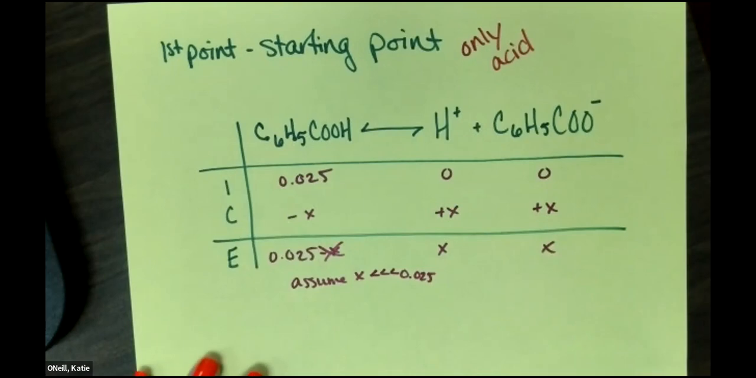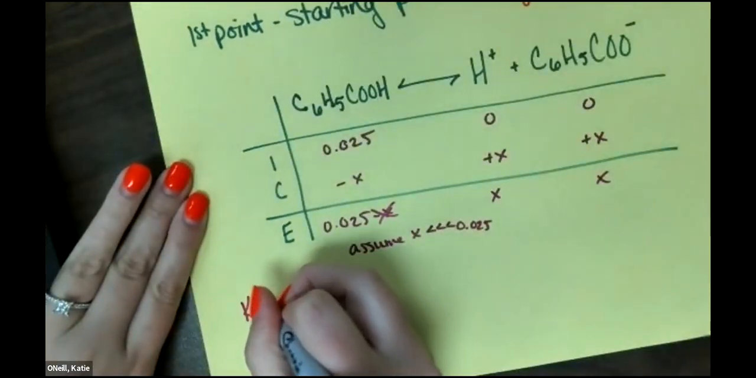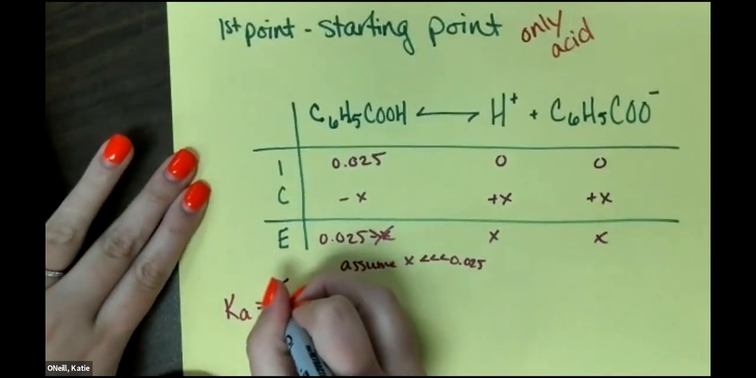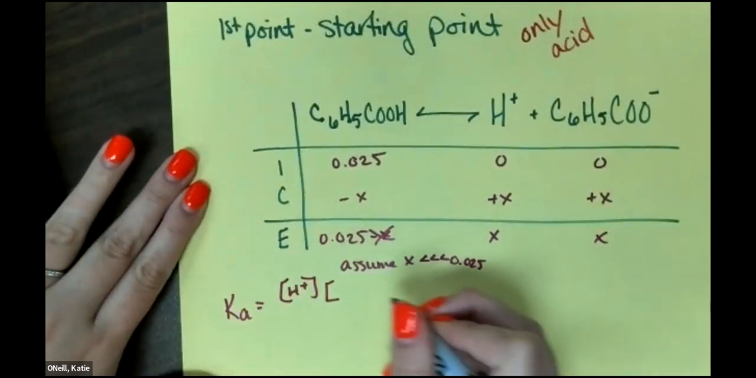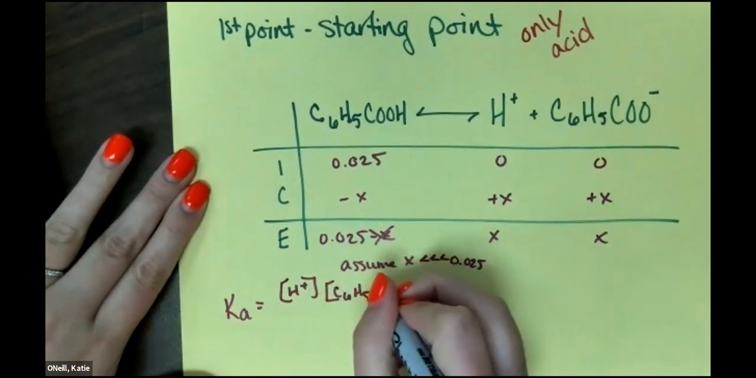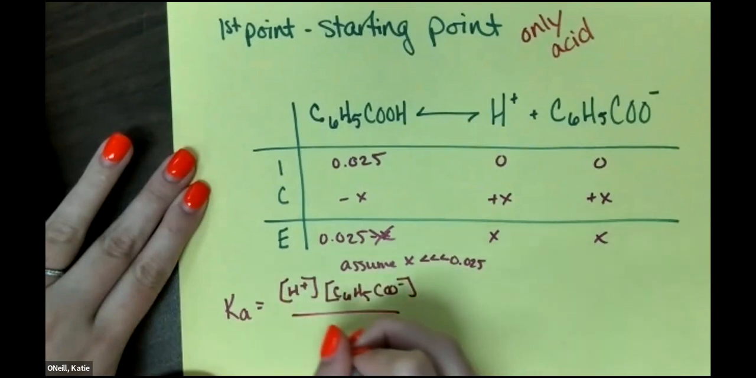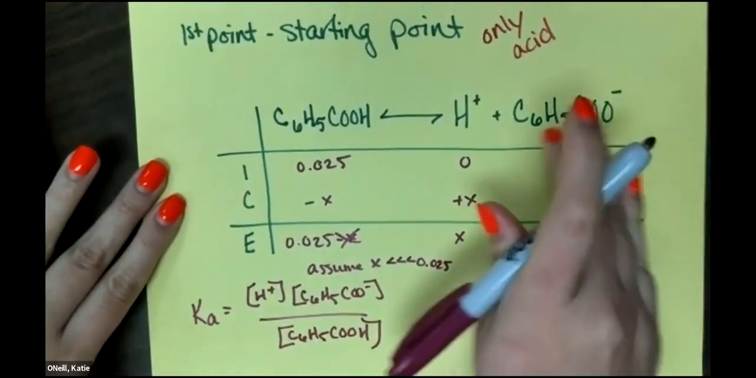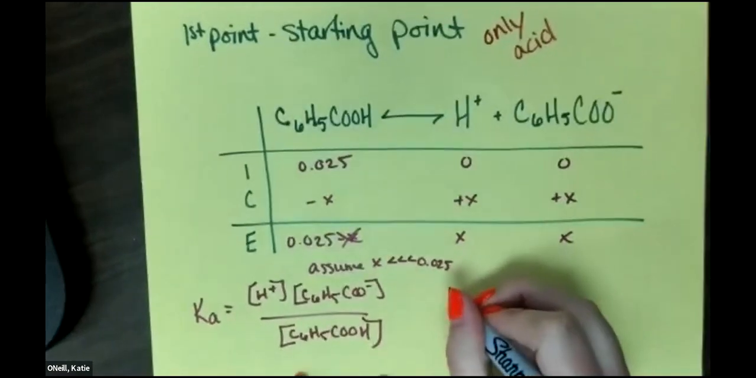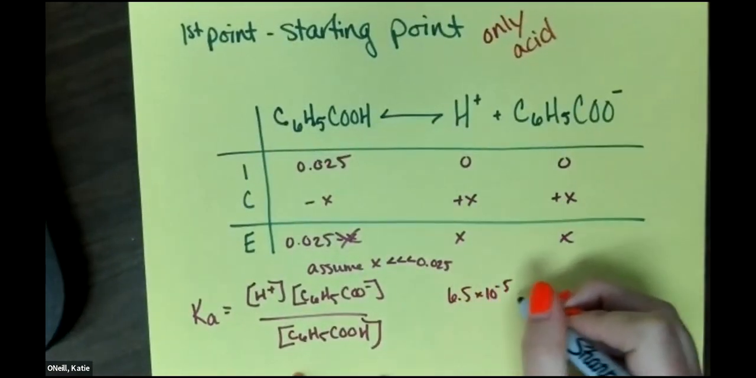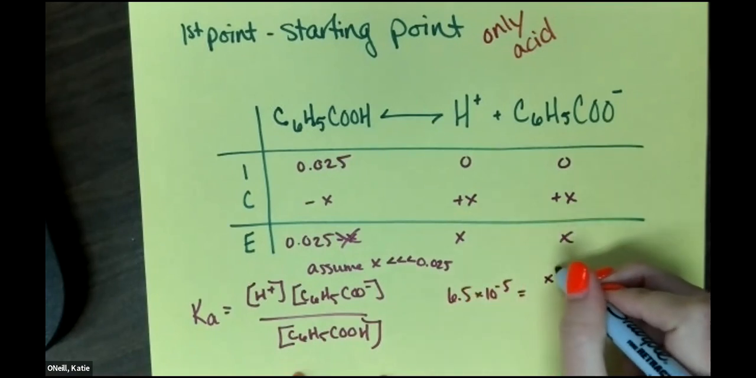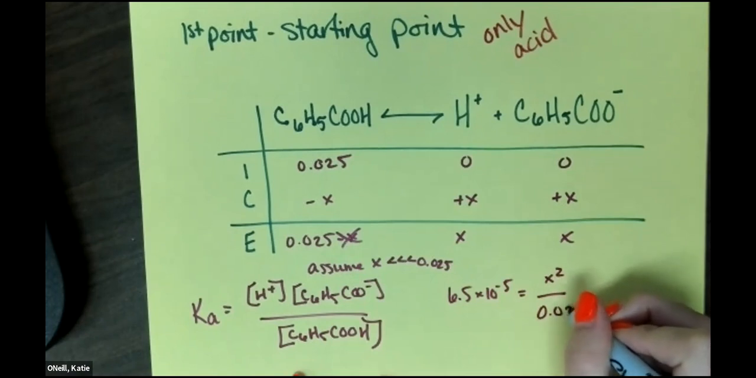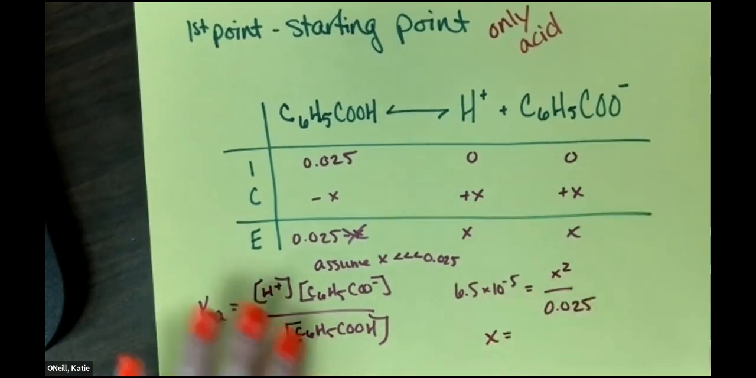And then since I have the Ka, I can now plug into the Ka expression. So Ka is product, H plus, and conjugate base over the weak acid. That's our equilibrium expression. Product over reactant, coefficients are 1. So I'll plug in the Ka on the left, 6.5 times 10 to the negative 5th. And then on top, I have my products, which are both x. And on the bottom, I'm just going to use 0.025. And now I can solve for x.